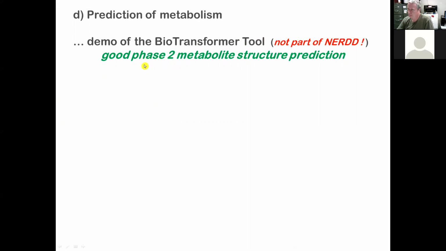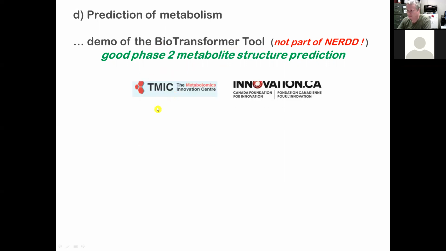NERD was not good for that. So if I'm trying to predict phase 2 metabolite structure, NERD wasn't doing that successfully. That's why I found this Biotransformer tool. Okay, so let's try it out. There's the link.